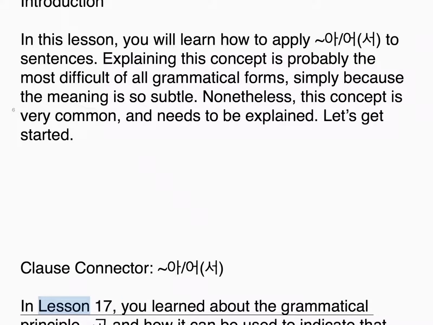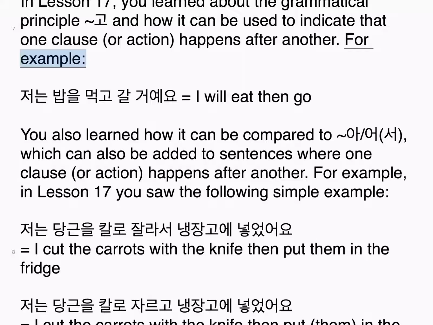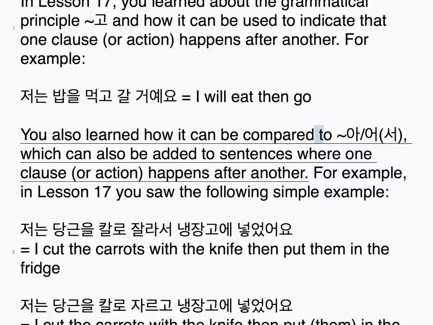In lesson 17, you learned about the grammatical principle 고, and how it can be used to indicate that one clause or action happens after another. For example, 저는 밥을 먹고 갈 거예요. I will eat then go. You also learned how it can be compared to 어서, which can also be added to sentences where one clause or action happens after another.